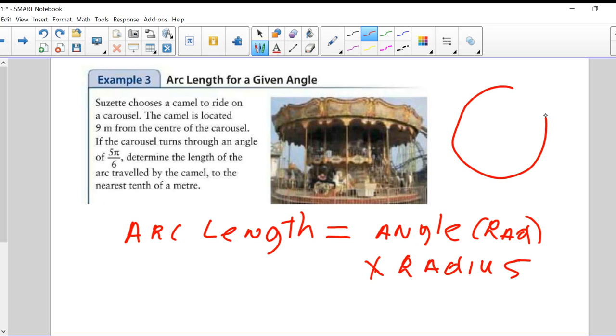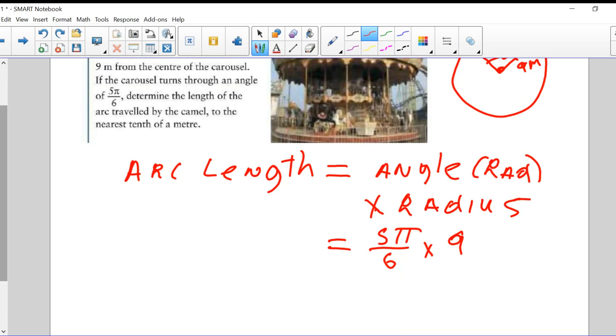So a quick diagram of that would be this. She is 9 meters from the center. That's where the camel is. And the angle that she is turning through is the 5 pi over 6. So what we're asking is, what's that distance that she's traveling through? How far is that? Well, according to this calculation, all we need to do is to take the angle of 5 pi over 6 and multiply it by 9. It's really that simple, right? Just simply multiply those two things together.